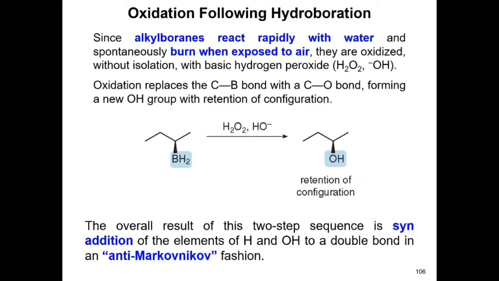And so in other words, the overall result of this hydroboration oxidation reaction is the syn addition of hydrogen and the hydroxy group to the double bond in an anti-Markovnikov fashion, meaning the hydrogen is bonded to the more substituted carbon and the hydroxy group is bonded to the less substituted carbon atom.